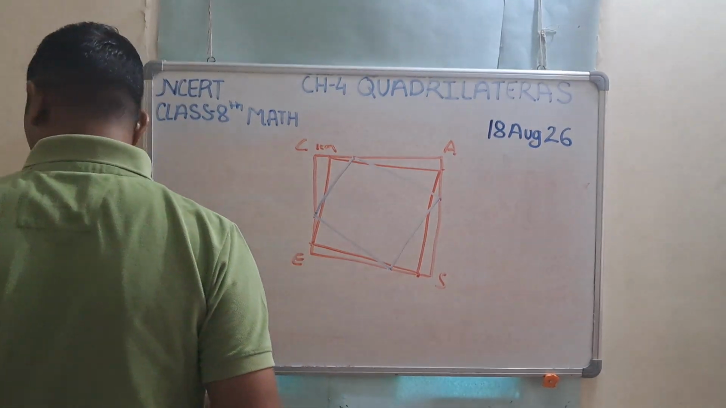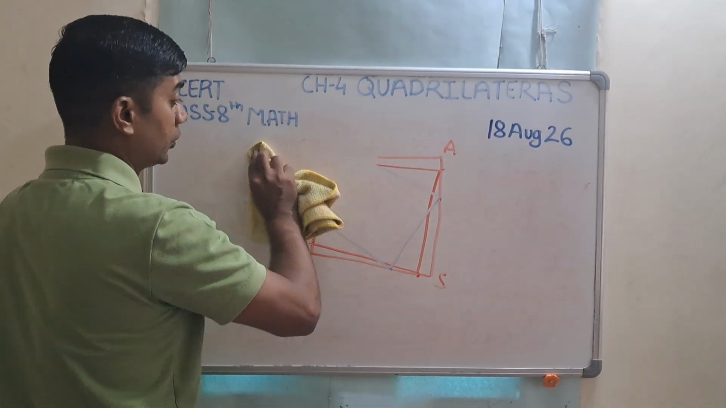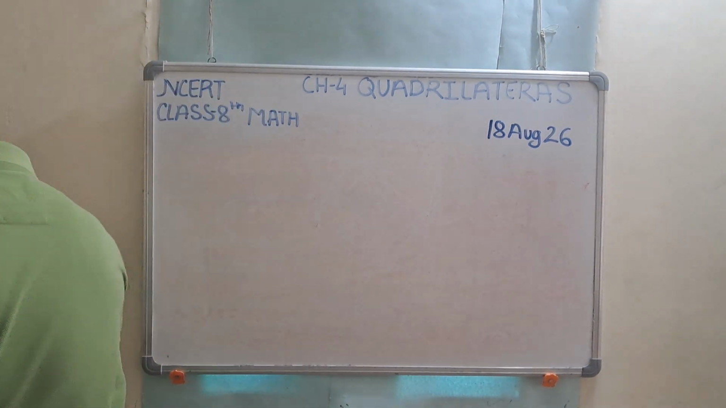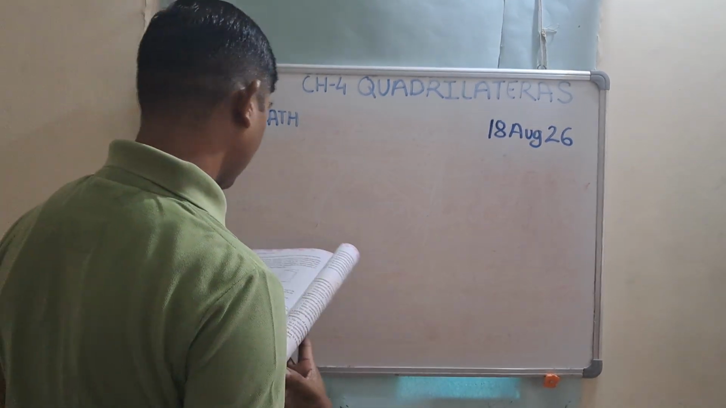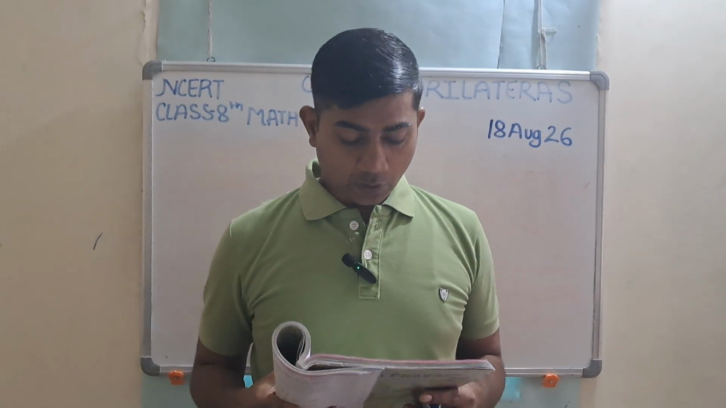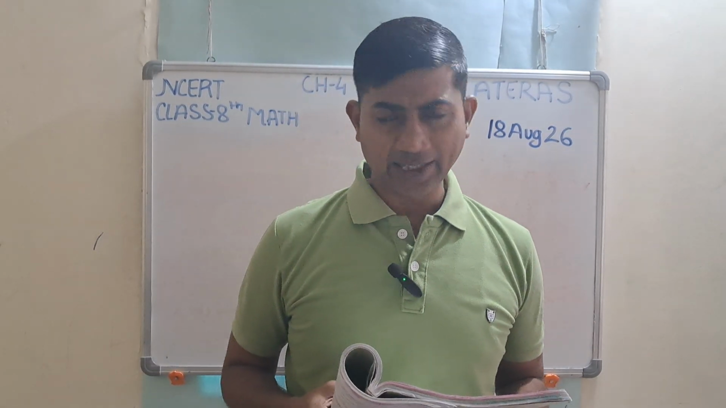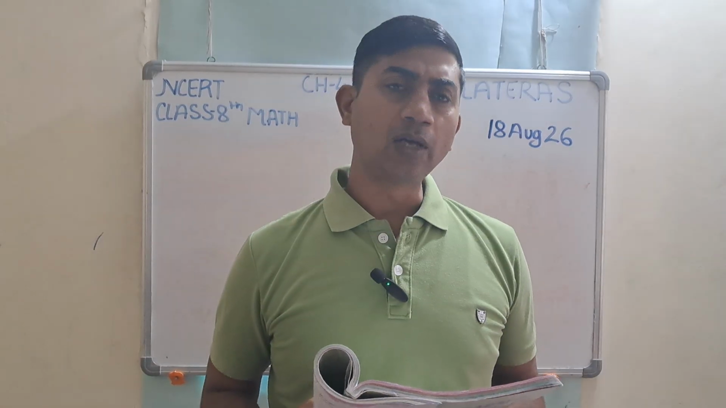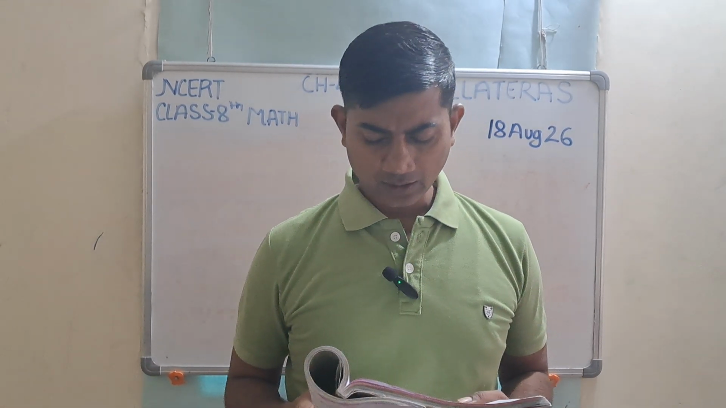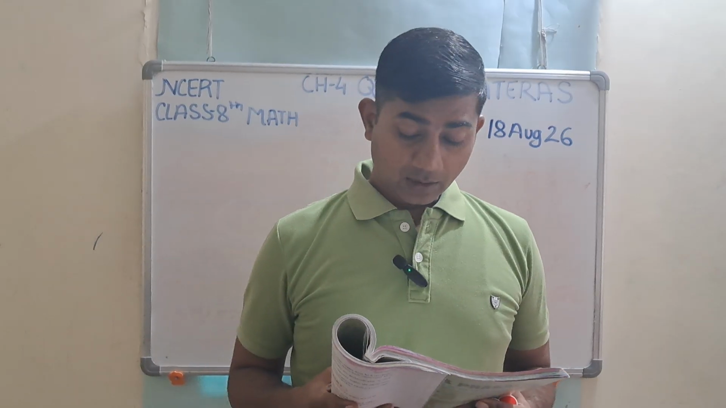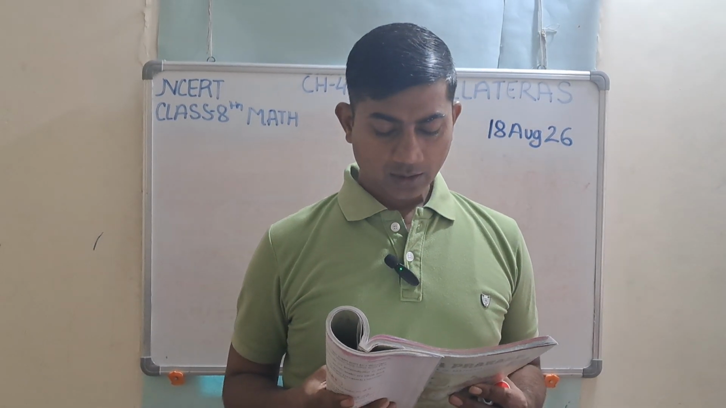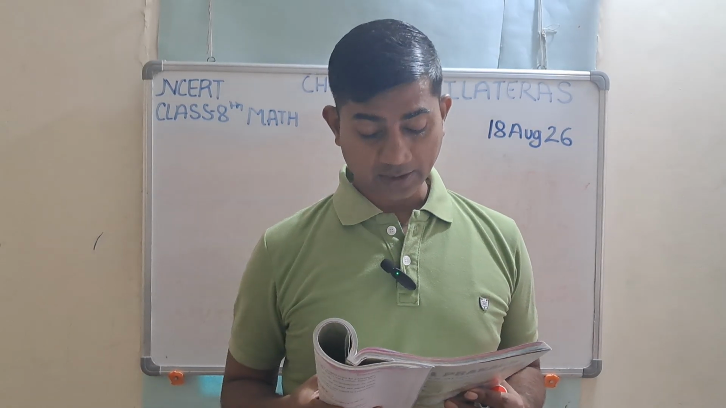Now we will move to the next question, which is question number 8. Let's see what it is. If a quadrilateral has four equal sides and one angle is 90 degrees, will it be a square? Find your answer by using geometric reasons as well as by construction and measurement.